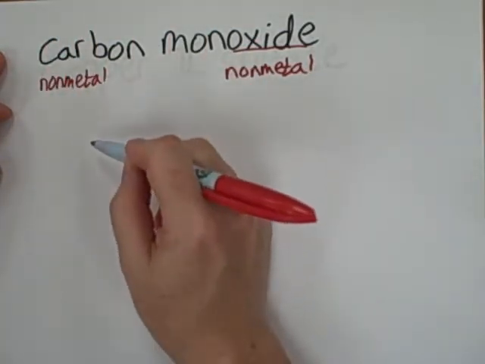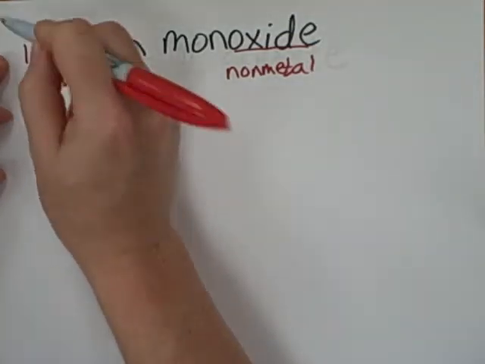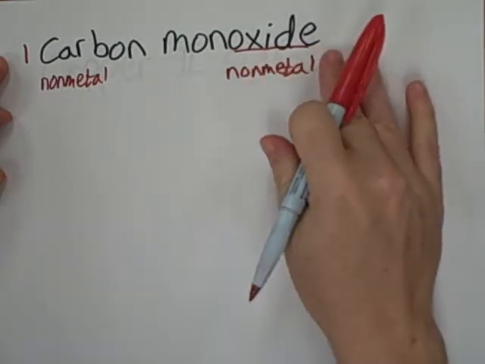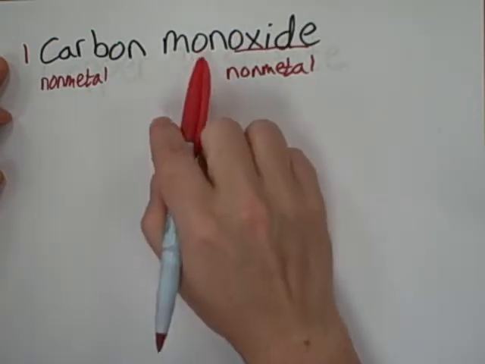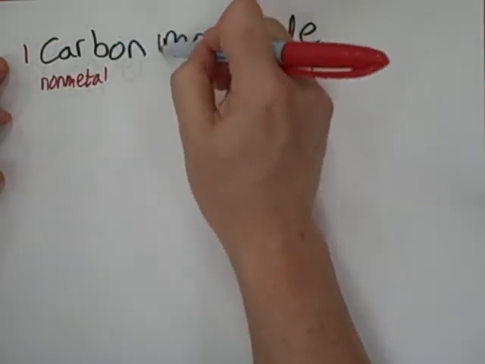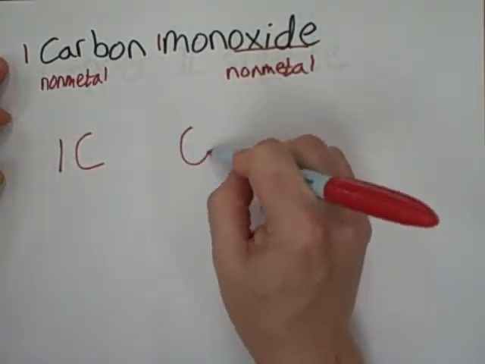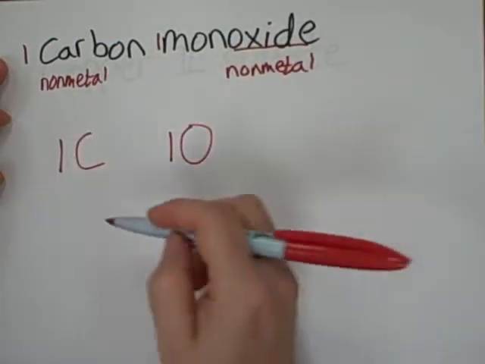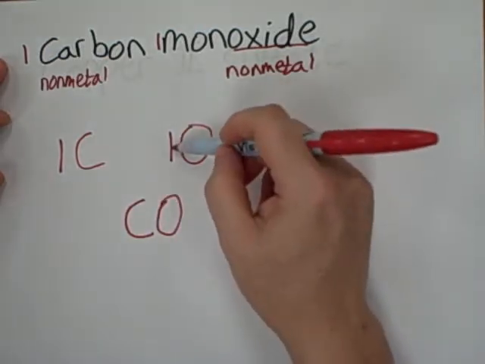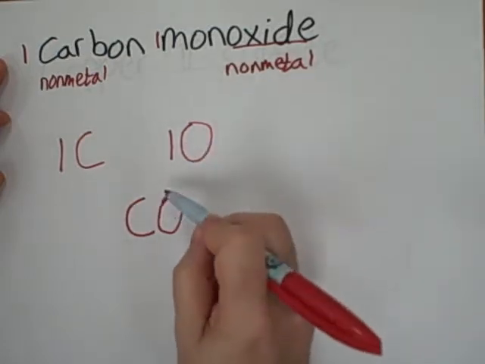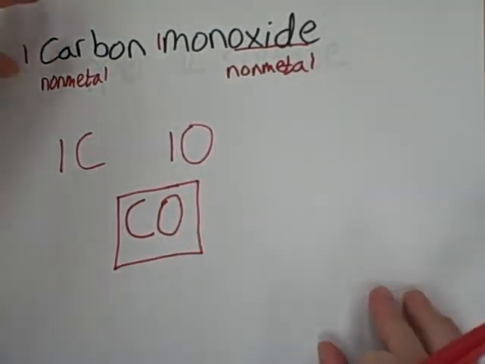Whenever you have a covalent compound name that does not have a prefix on it, that means 1. And then oxide stands for oxygen, and it has the prefix mono, which means 1. So we have 1 carbon and 1 oxygen. So the formula is going to be CO. And we don't write the ones in chemistry, so CO is the final formula of carbon monoxide.